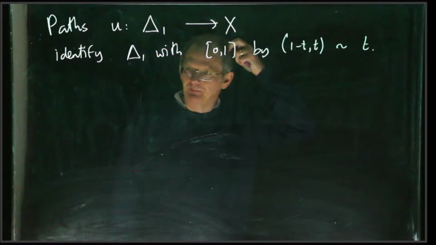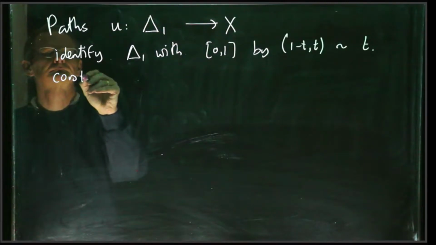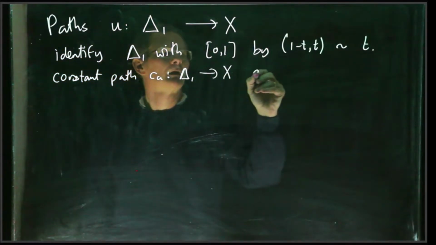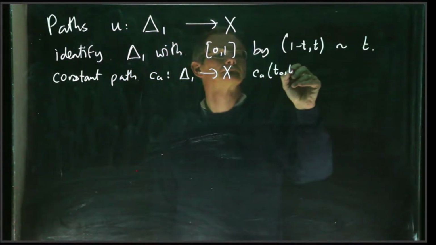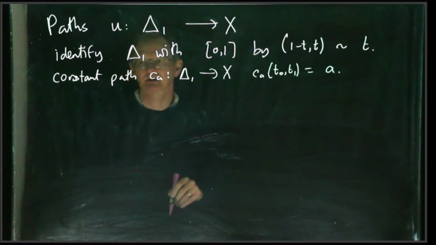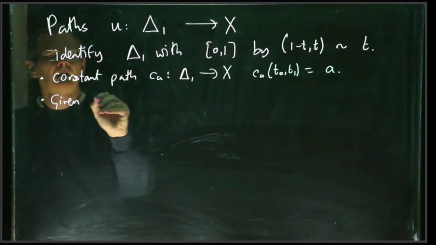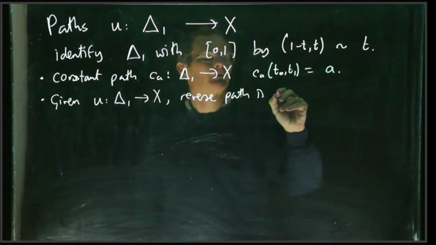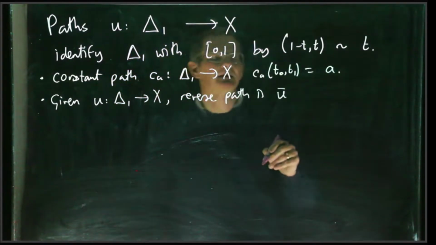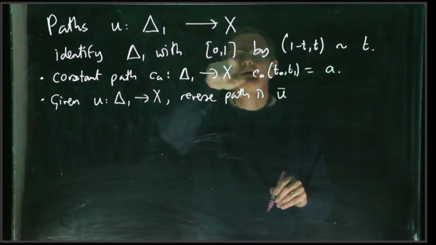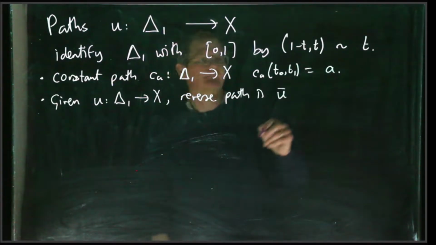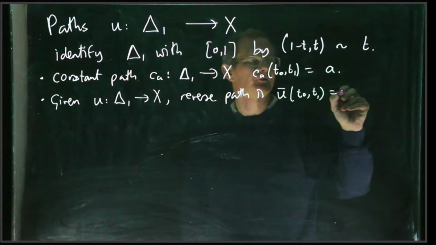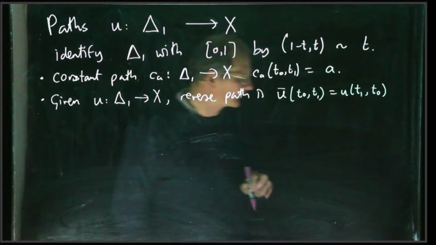So remember we had some constructions with paths. So we have a constant path, C_A from delta 1 to X, is just C_A of (t0, t1) is just equal to A for all points. And then if we've got a path U from delta 1 to X, we can reverse it. In the original presentation, in terms of the unit interval, we would have said that U bar of t is U of 1 minus t. But with this identification, the way it works out is that U bar of (t0, t1) is just U of (t1, t0). We just swap the t0 and the t1 around.